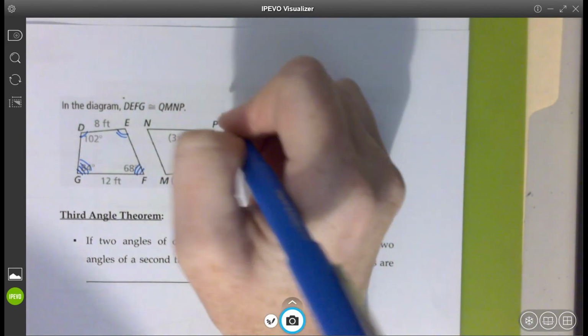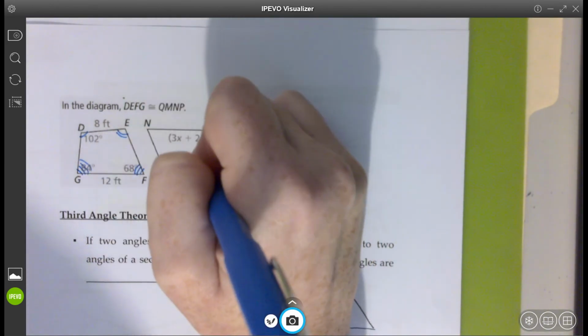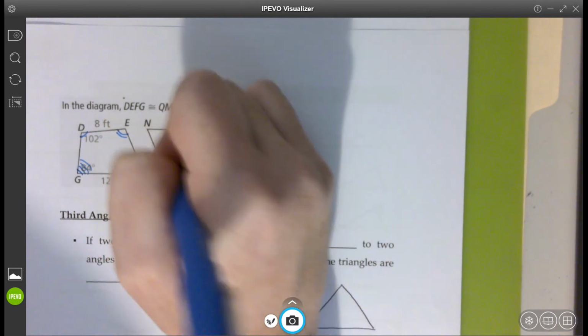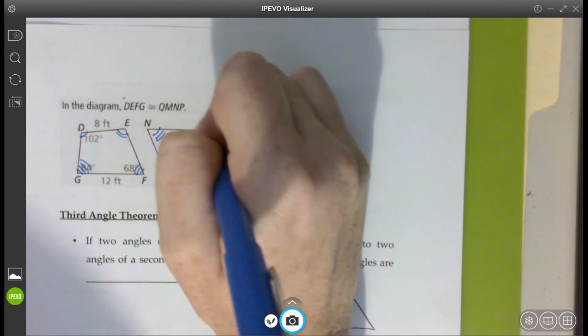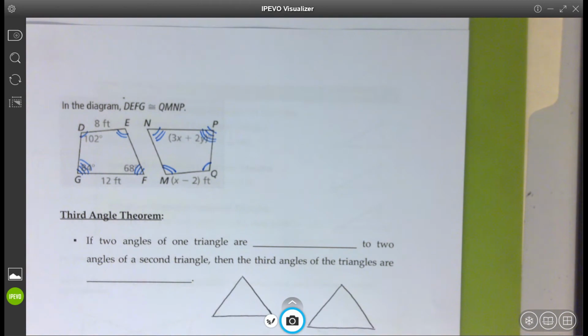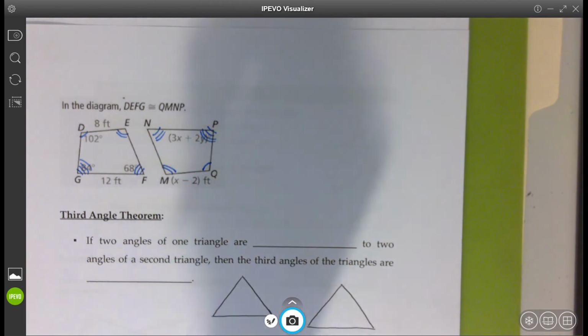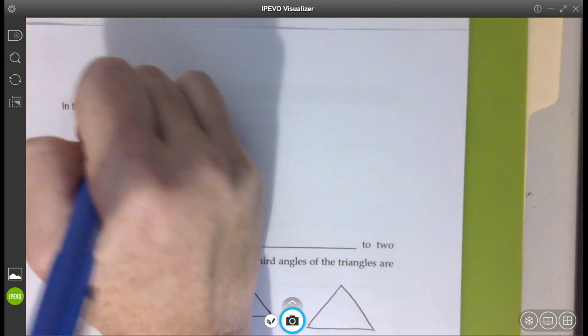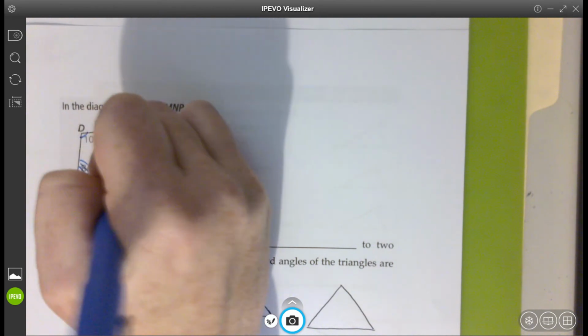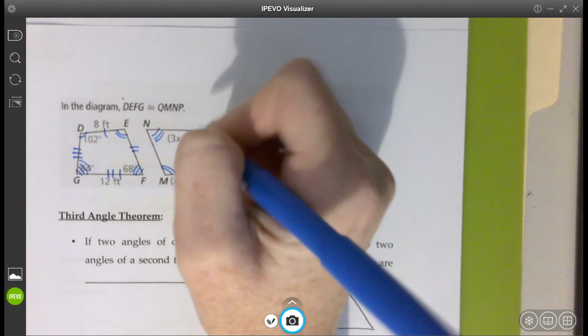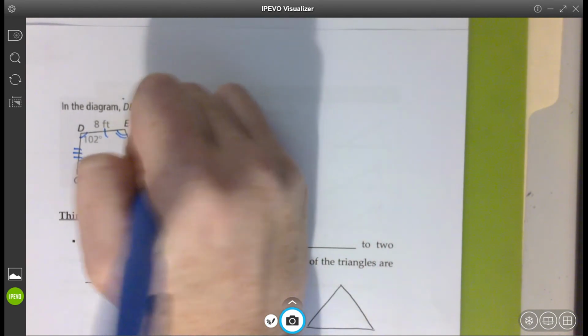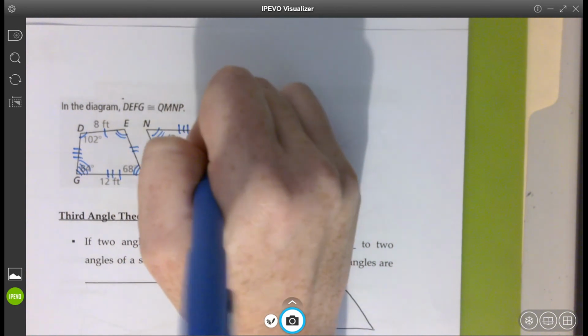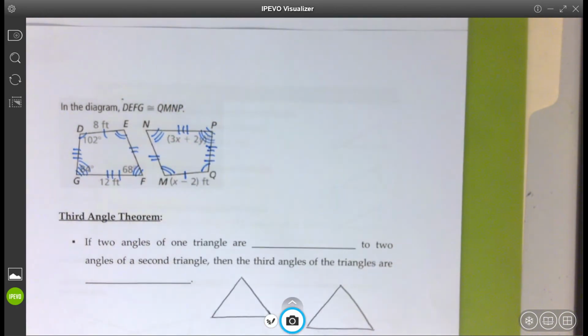And then we have Q, M, 1, 2, 3, 4. Now I'm going to go back and do my sides. So I have 1, 2, 3, 4. All right, so the first thing I notice is I can't solve for those two variables at the same time again, so I'm going to work with the outside.